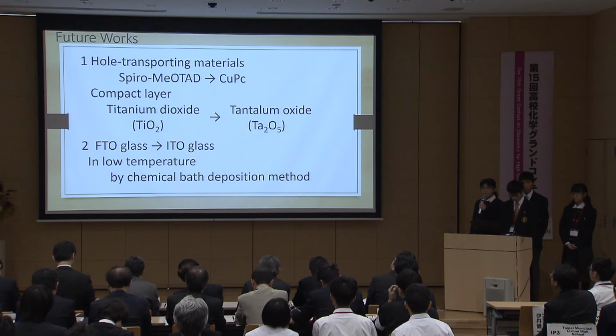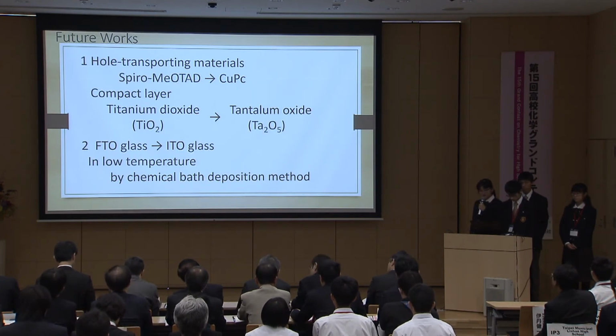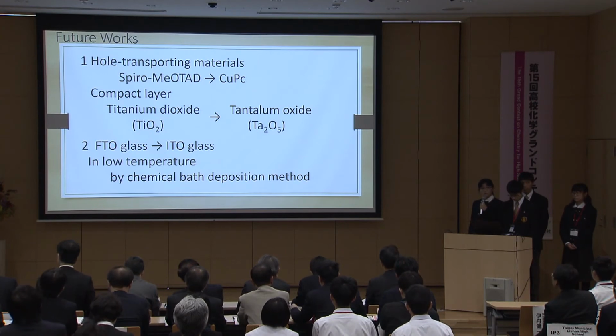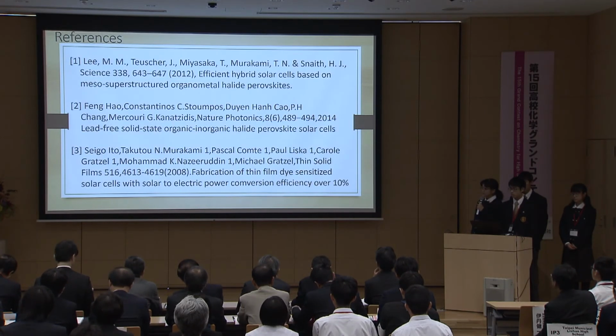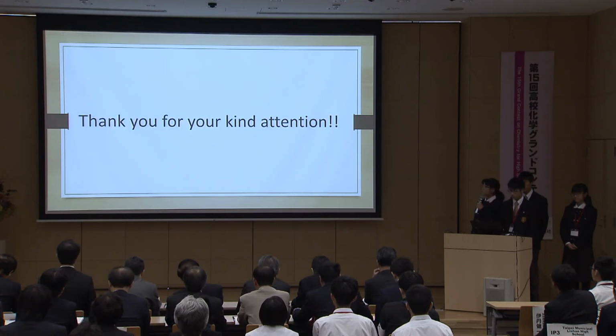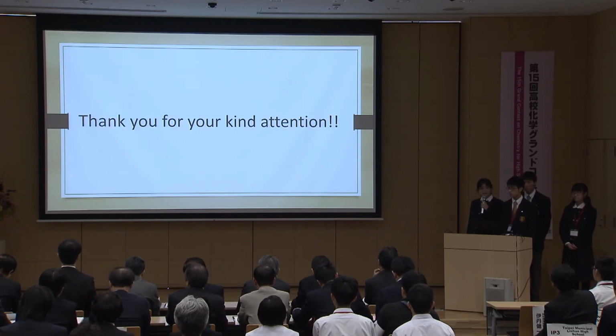Second, we use the chemical-based deposition method to make the compact TiO2 layer, which is done at a lower temperature. To do so, we make the device much better because we can use ITO glass instead of FTO glass. Here are references. Thank you for your kind attention.